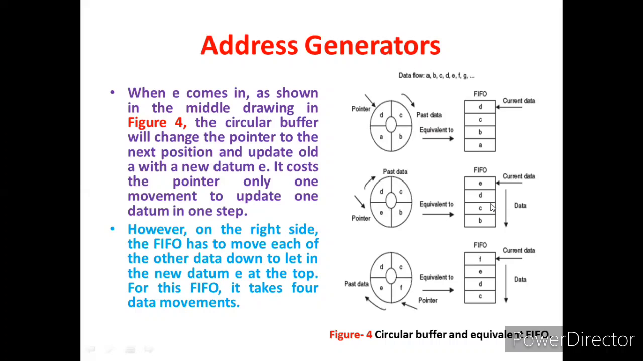But what happens in the FIFO? On the right side, if you observe, the FIFO has to move each data to let the new data enter the top position. When each data is moved, it takes 4 data movements in the FIFO cycle. Whereas in the circular buffer, it is updating only one data, that is A is getting updated here. Whereas in FIFO, each data present in the address location gets updated.